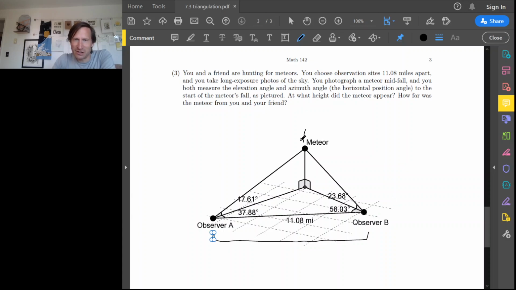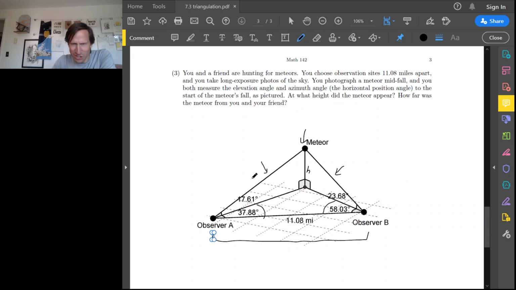And they see this falling meteor, and they measure the angles to the meteor and also the angle between the meteor and each other, like this. Okay, and we want to figure out how far up the meteor is, so that would maybe be this right here, h, and also how far the meteor was from each observer. So that's going to be these diagonal distances here.